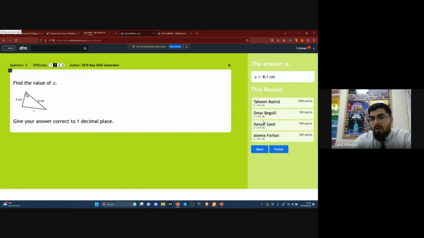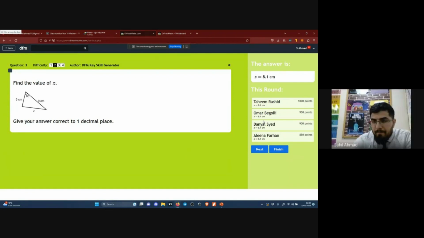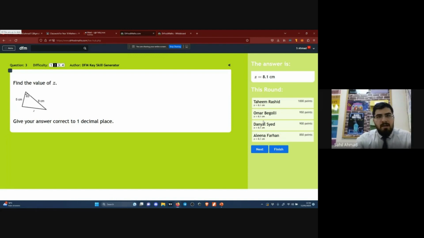Amazing work. Wait, sir. Yes. So I forgot how to label the triangle again. Pardon? I forgot how to label the triangle. Okay, that's fine. So let's go back to our whiteboard one more time and let's label the triangle.